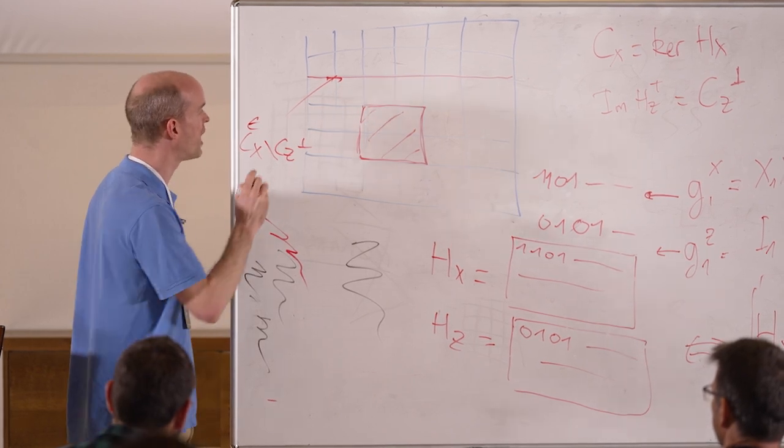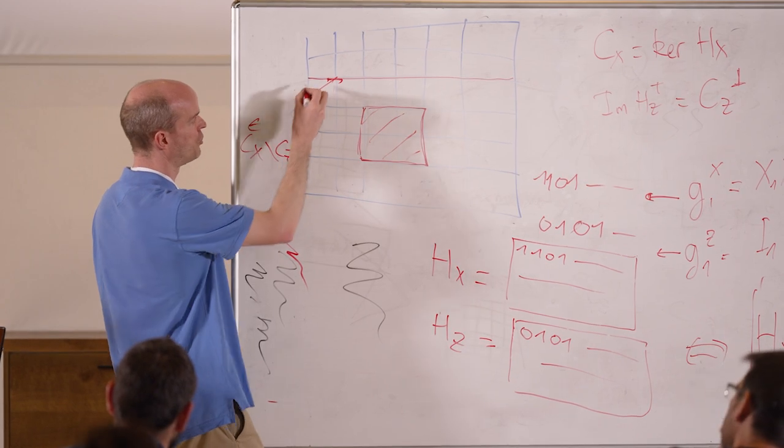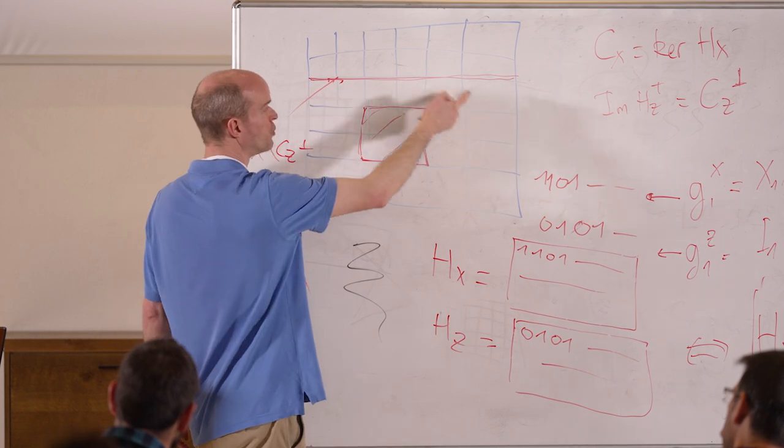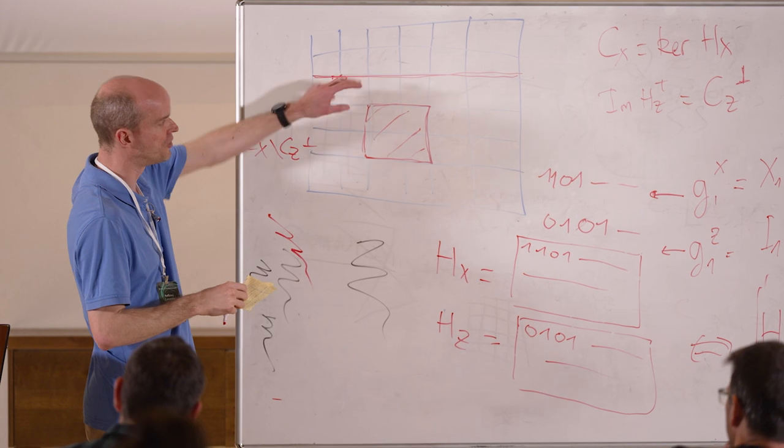The only errors that you care about are the errors which are not in CZ perp. So these are the errors like this. This is a problematic error that will act non-trivially in your code space, so it will do something, but you will not notice it.